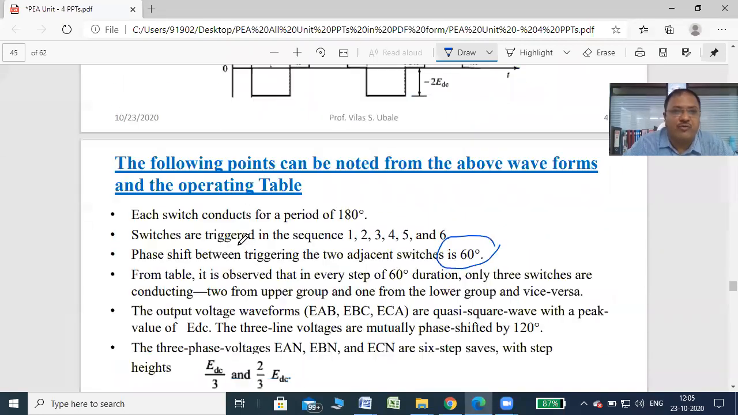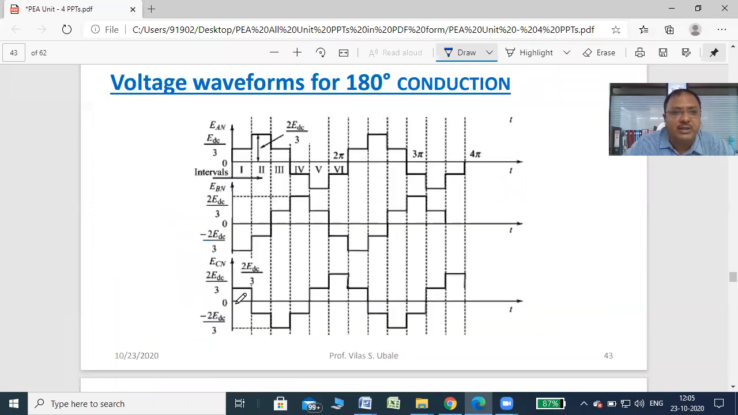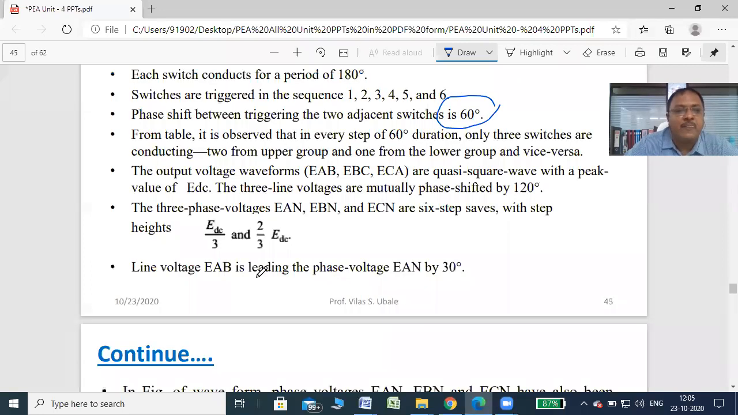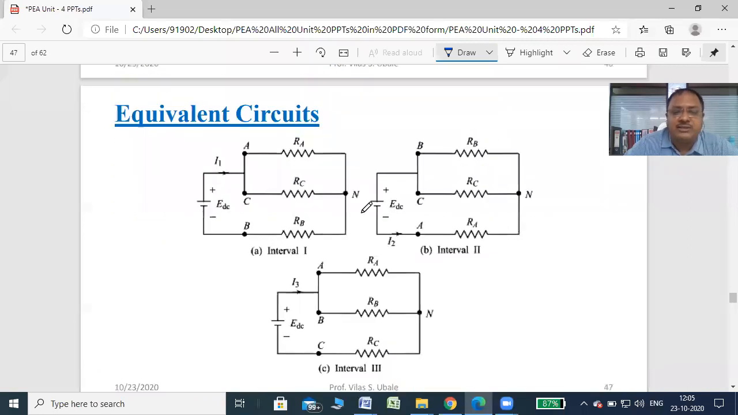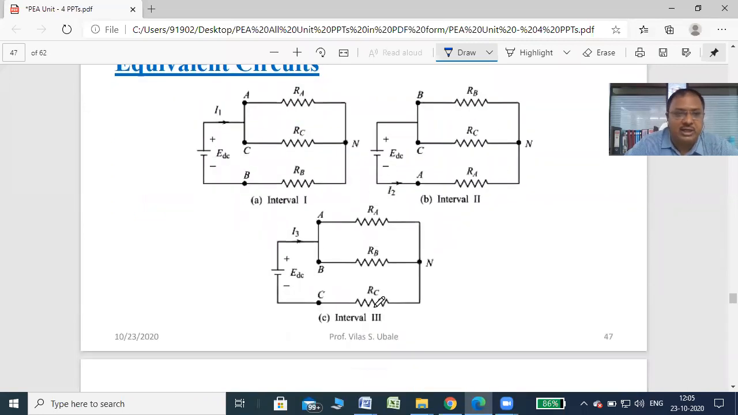Just check the output waveforms. You will find that EAN is EDC by 3 and at the same time ECN is also EDC by 3. You can check here. The voltage levels EAN and ECN both are positive and that is the EDC by 3 level, right? Similarly, second interval and third interval.